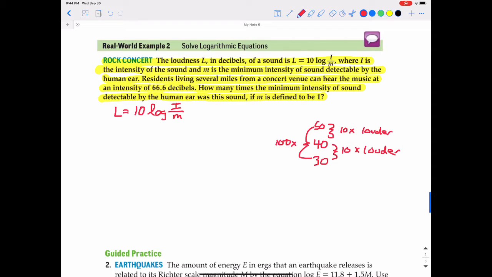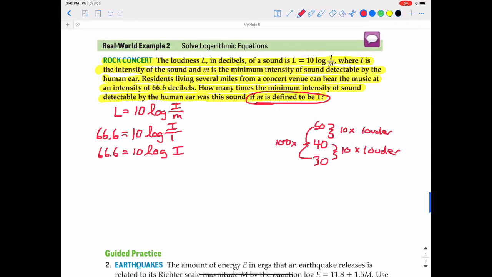So we know a few things already. We're trying to figure out the intensity of sound for a 66.6 decibel sound, so we replace that in for L: 66.6 equals 10 times log. We're trying to solve for I, the intensity. And it said that M is defined to be 1, so we replace the M with a 1, which just means we have I divided by 1, which is just I. So it'll be 66.6 equals 10 log of I.